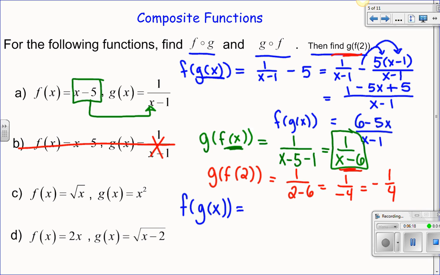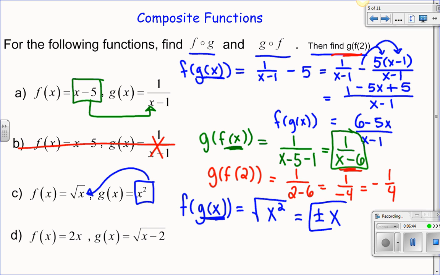Okay, so it's saying take g of x, put it inside f of x, in for the x of f of x. So f of x tells us to be the square root. And then instead of x, we're going to have g of x, which is x squared. The square root of x squared. Don't forget, when you take a square root, you always need plus or minus. And the square root of x squared, of course, is x. This is f of g of x.